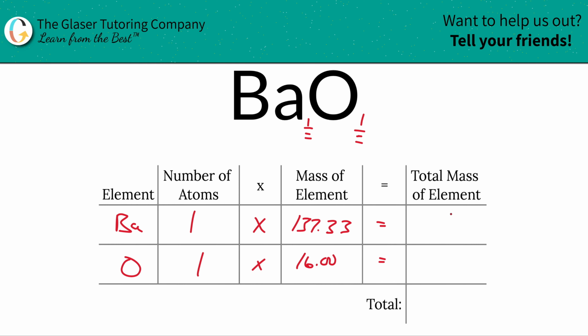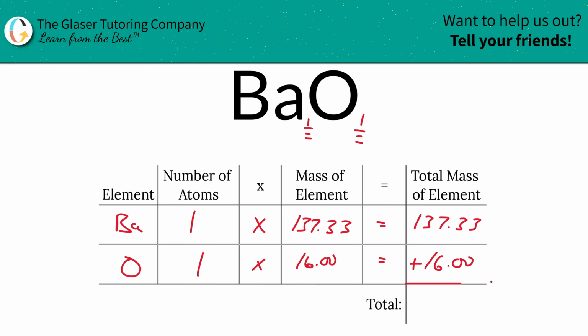So next, to find the total mass of the element now in the compound, we're simply going to multiply the row here. So each barium is 137.33 units of mass. I only have one of them, so that means a total of 137.33, right, for barium. And same thing for oxygen. Just multiply that on across, so that's 16.